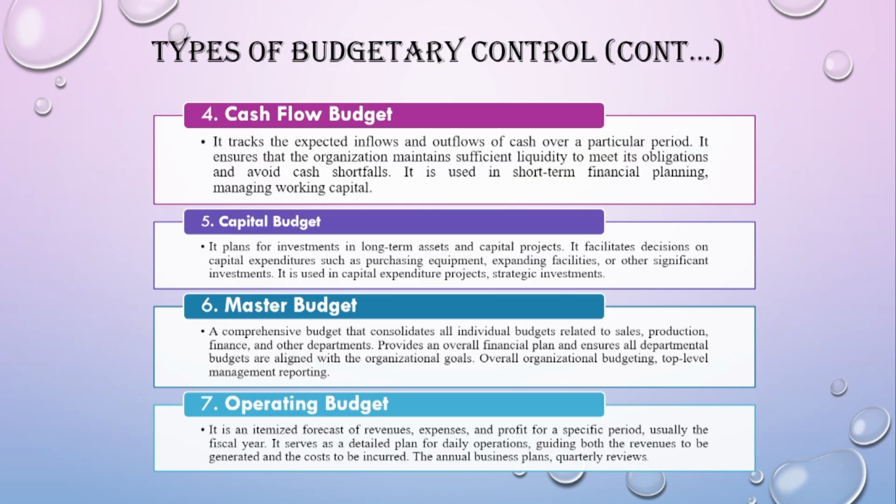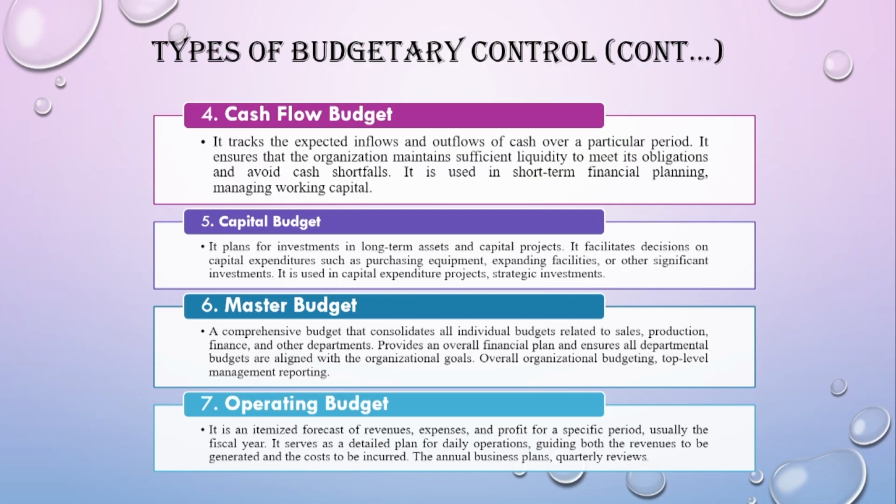Sixth type of budgetary control is the master budget. What is a master budget? A comprehensive budget that consolidates all individual budgets related to sales, production, finance and other departments. It provides an overall financial plan and ensures all departmental budgets are aligned with the organizational goals. It is used in overall organizational budgeting and top level management reporting.